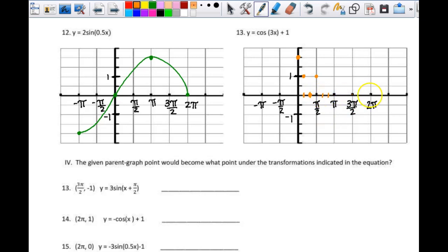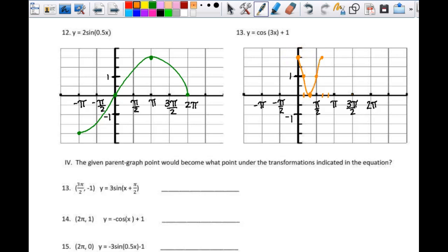So at 2 pi, I'm here at 1. I divide that by 3, and I get 2 pi thirds, which brings me to right here. And then I add 1 to my y value, and I'm here. Okay, oh, a little too far, so I'll do like a third. And then it looks something like this.